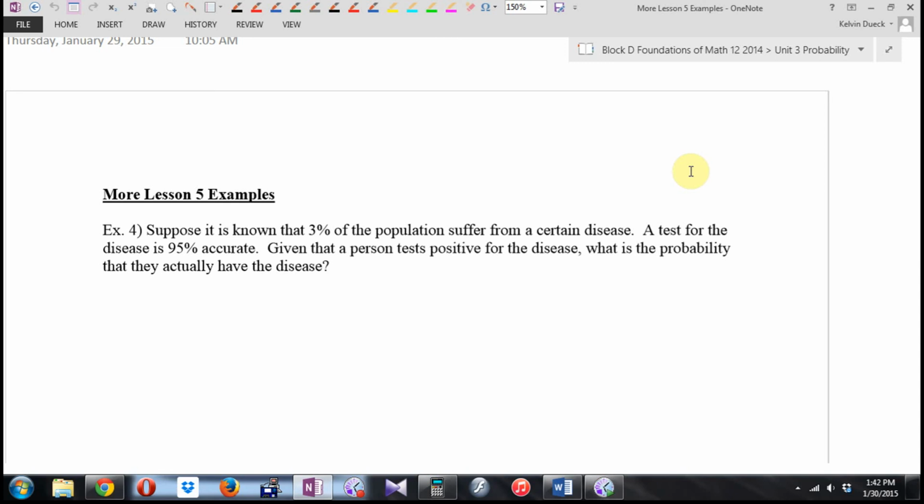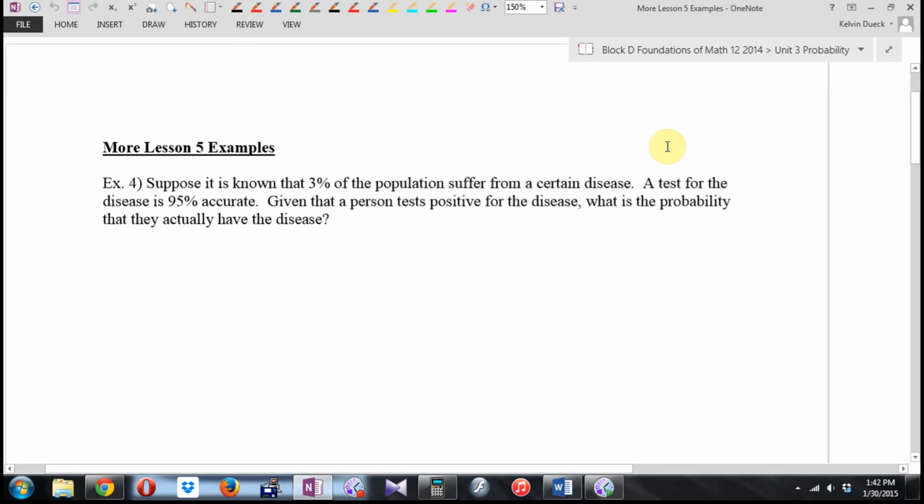So here's the question, and I'm going to be serious for a bit. Let's suppose it's known that 3% of the population suffer from a certain disease. Let's even say some rare form of terminal cancer. Something that's going to kill you. There's a test for that disease, and it's 95% accurate. A person goes to the doctor, they take the test, and they test positive. What's the probability that they have the disease? Many doctors will say, well, the test is 95% accurate, and so there's a 95% chance that they have the disease. And they are wrong. They are terribly, tragically wrong.